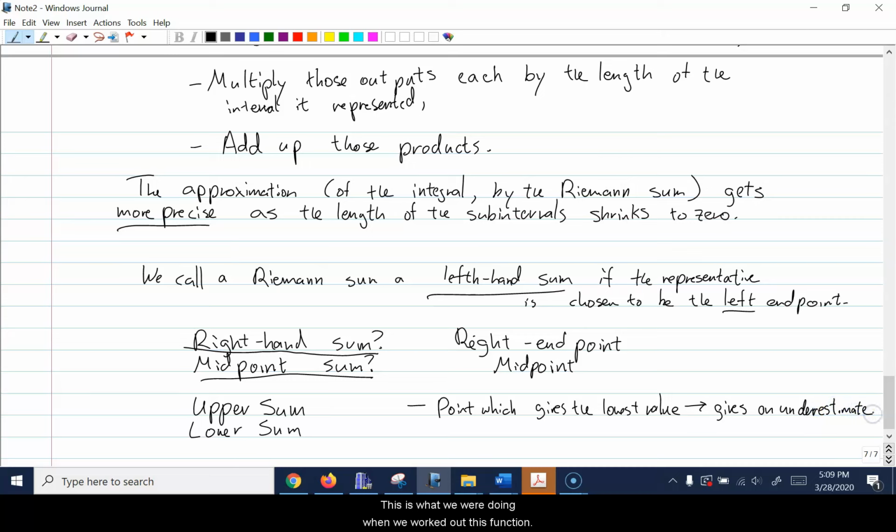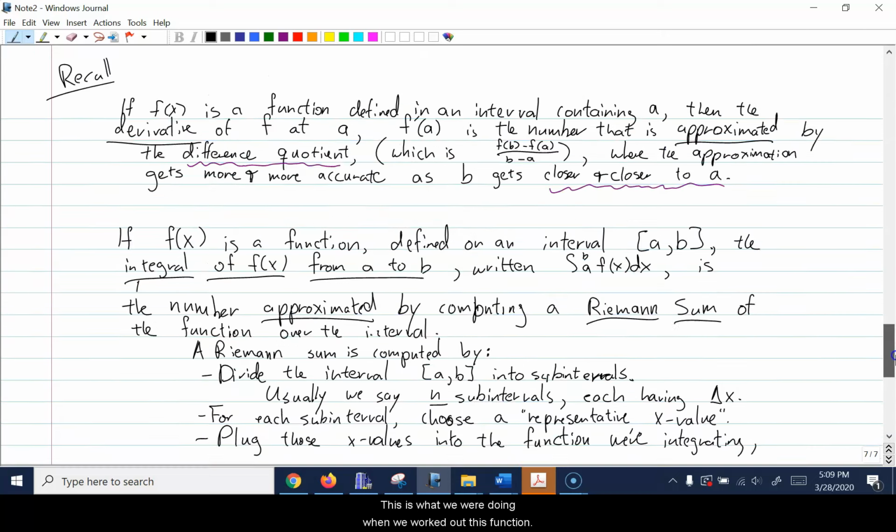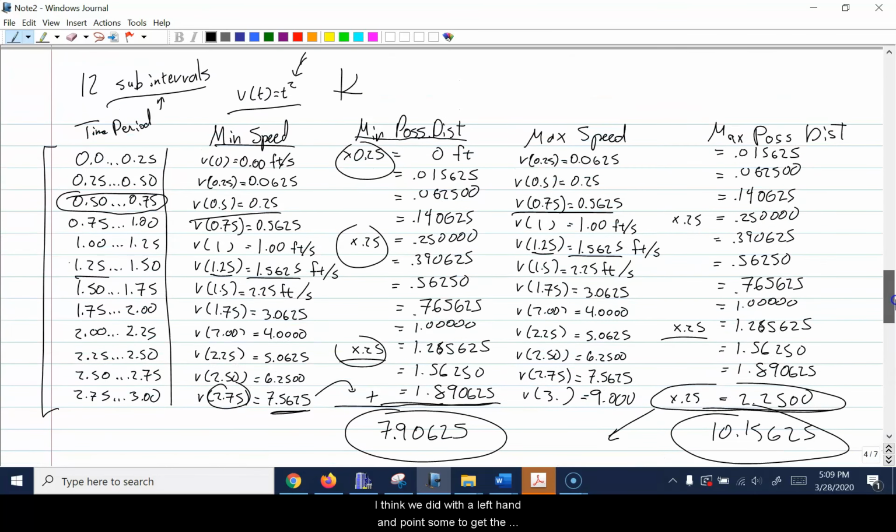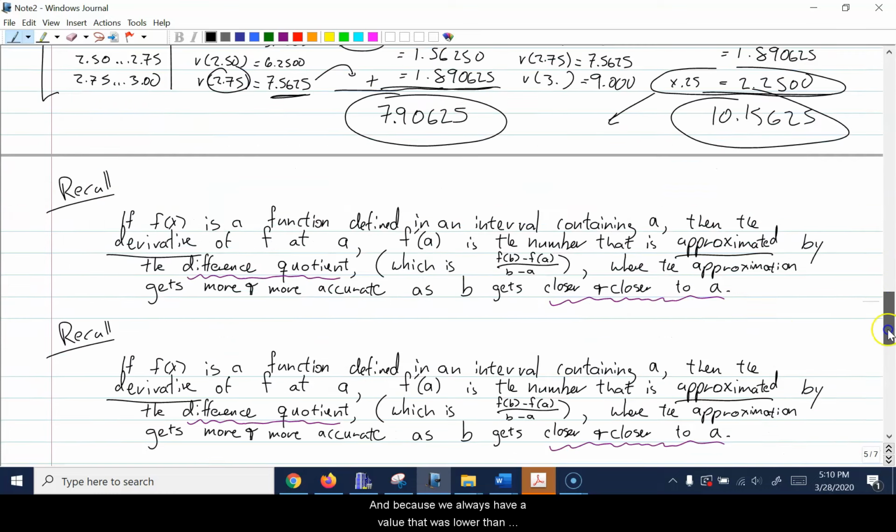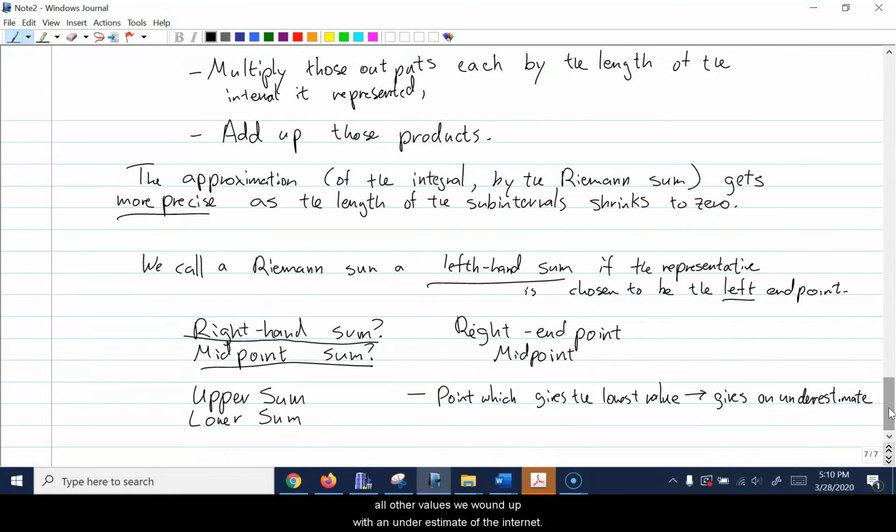This is what we were doing when we worked out this function. The thing we did was a left-hand endpoint sum to get the minimum, but because the function was increasing, that left endpoint of our interval was the lowest value the function takes on that subinterval. And because we always had a value that was lower than all other values, we wound up with an underestimate of the interval.